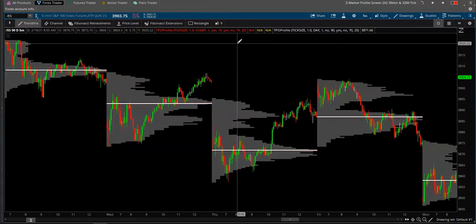Think of them as their own separate thing, but you could also think of them as really good support and resistance levels. If you see them already built out, it gives you a clear picture of where the accepted price is that the market likes at that time.